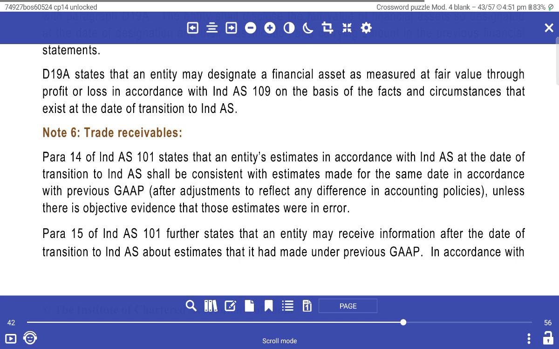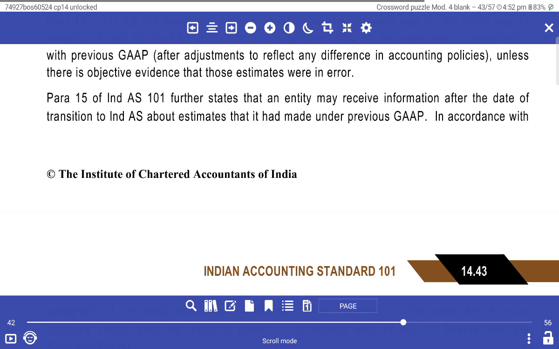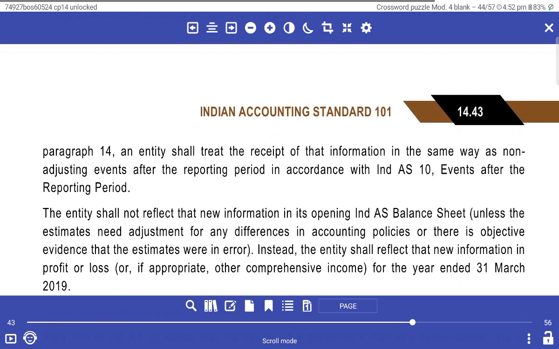Trade receivable. Para 14 of Ind AS 101 states that the entity's estimates in accordance with Ind AS at the date of transition to Ind AS shall be consistent with the estimates made for the same date in accordance with previous GAAP, after adjustment to reflect any difference in accounting policies, unless there is objective evidence that those estimates were in error. Para 16 of Ind AS 101 further states that an entity may receive information after the date of transition to Ind AS about estimates it had made under the previous GAAP, in accordance with paragraph 14.